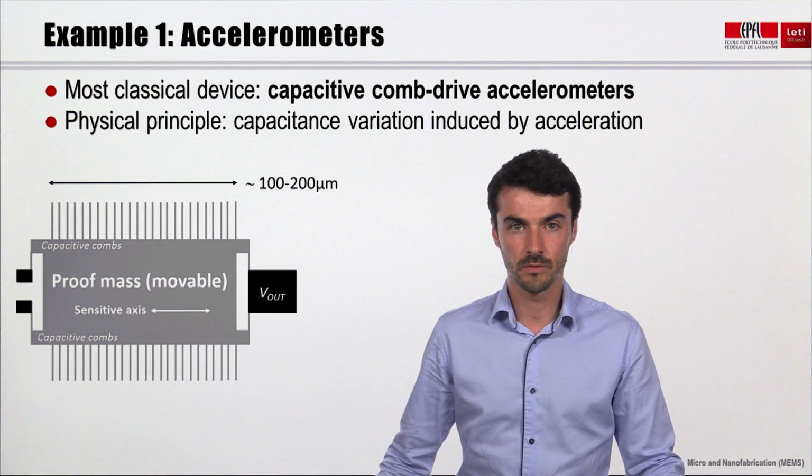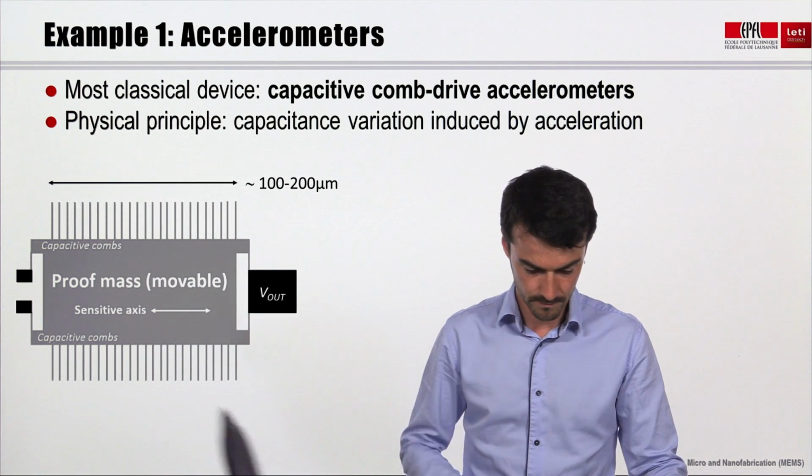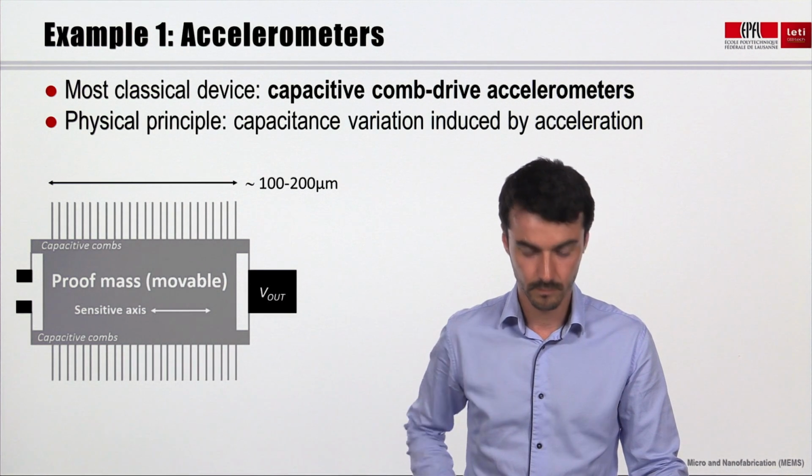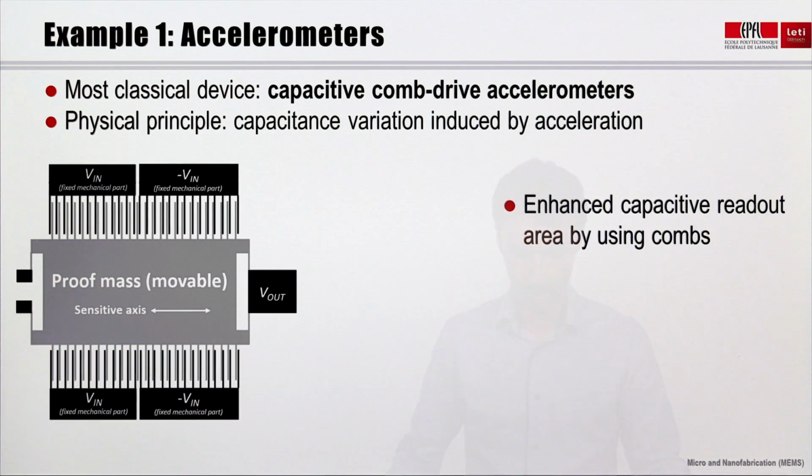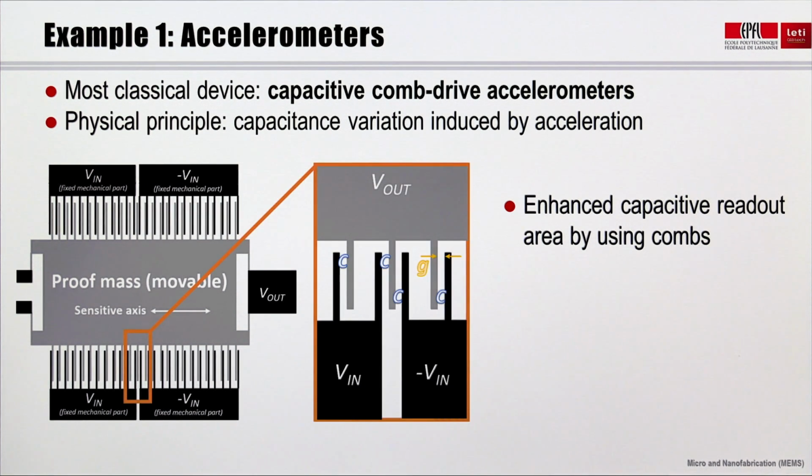This proof mass is equipped with a set of lateral comb fingers. They all have an opposite and mechanically fixed comb finger. The fact of using combs provides a larger capacitive area, which turns into an enhanced capacitive readout. Let's zoom on a few fingers. In this example, 4 capacitors are depicted, all with a capacitance C and a gap G. The 2 ones on the left are polarized at plus V in. The 2 others at minus V in.